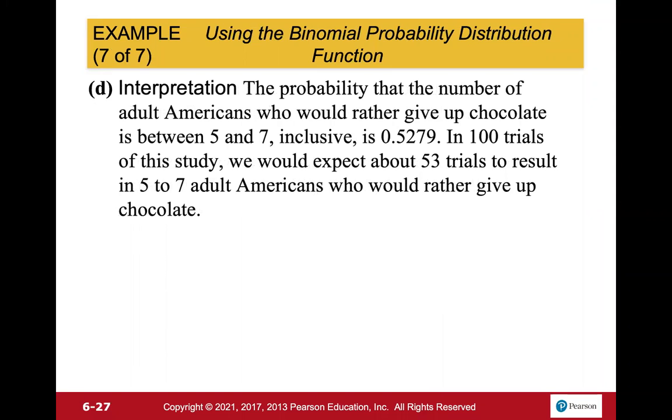So the probability that the number of adult Americans who would rather give up chocolate is between 5 and 7 inclusively is 0.5278 or 79. In 100 trials of this study, we would expect about 53 trials to result in 5 to 7 adults who would rather give up chocolate.